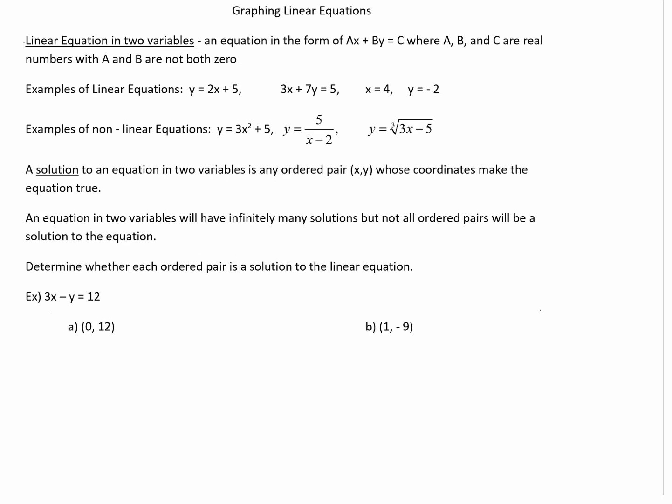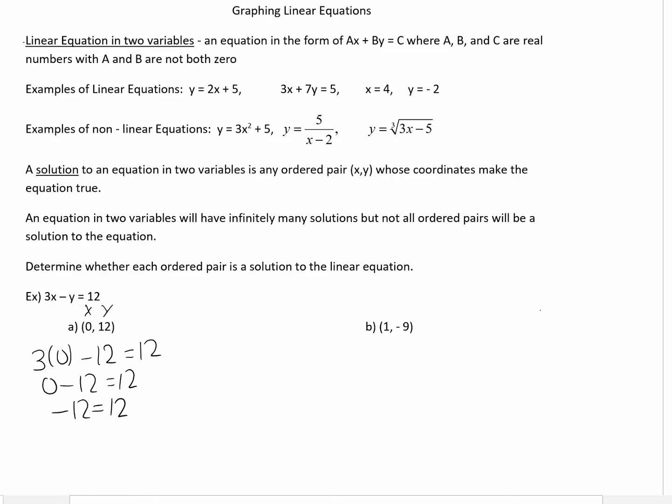With the ordered pair 0, 12, I'm going to put in 0 for x and 12 for y. Three times 0 is 0, and 0 minus 12 is negative 12. Negative 12 does not equal 12, so the ordered pair is not a solution.